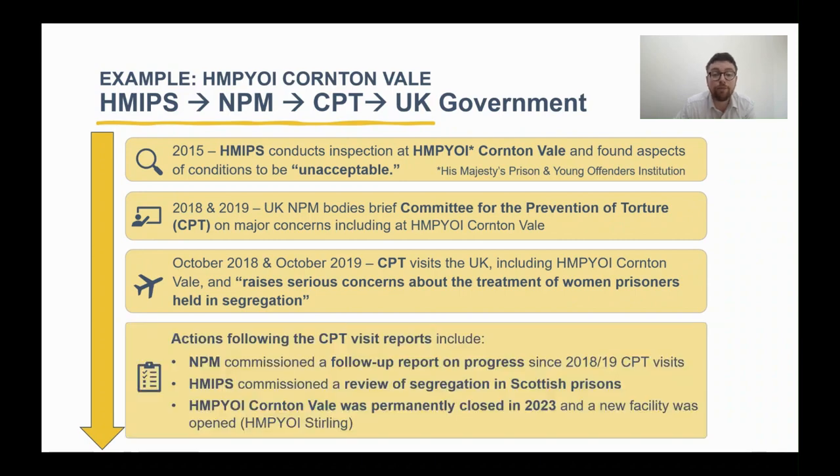The NPM commissioned a follow-up report on progress since those visits and found not much had changed. The HMIPS commissioned a review of segregation in Scottish prisons, and ultimately, HMP YOI Cornton Vale was permanently closed in 2023, and a new facility was opened. This shows multiple levers at local, national, and international level being pulled, which ultimately improves conditions for the treatment of people held in places of deprivation of liberty.